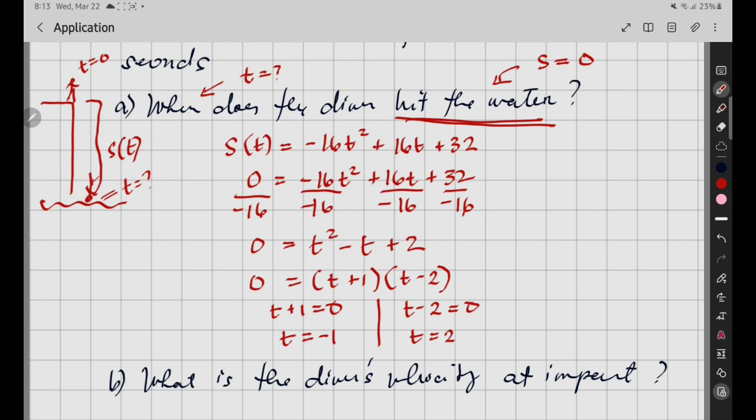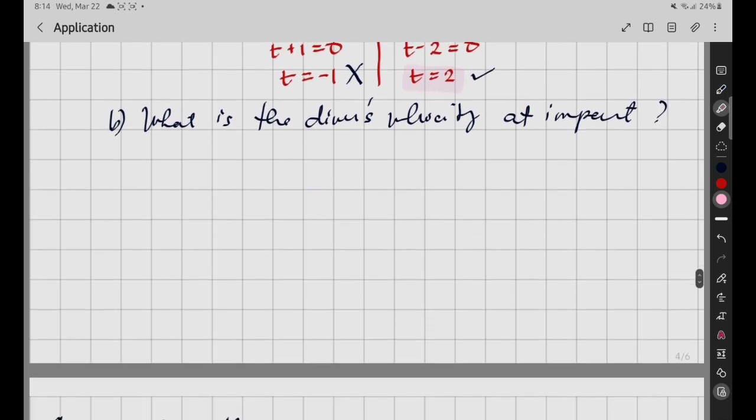Okay, so we have two values for t, negative 1 and 2, but since t is time, it cannot be negative. So in that case, we're going to reject this one and accept this as our answer. So t is equal to 2. That means the diver will hit the water at t equals 2, at 2 seconds.